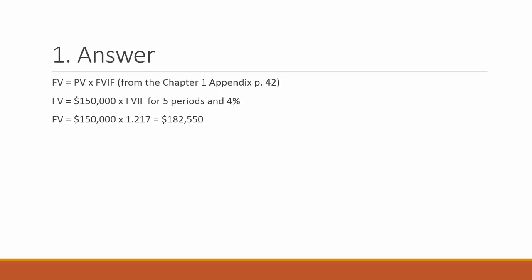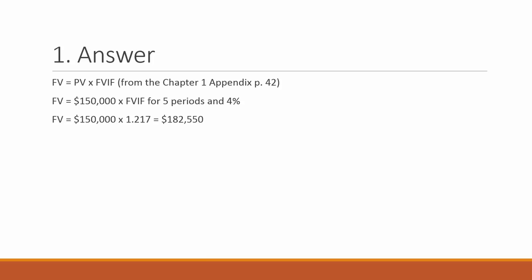This is assuming an annual interest rate, or annual rate of return on that investment, of 4%. And you can set it up this way: the future value, FV, is equal to the present value times the FVIF, which is the future value interest factor, which you would have to dig out of the appendix for Chapter 1 on page 42. So you've got to make sure you're using the right table. This is the future value of a lump sum table.